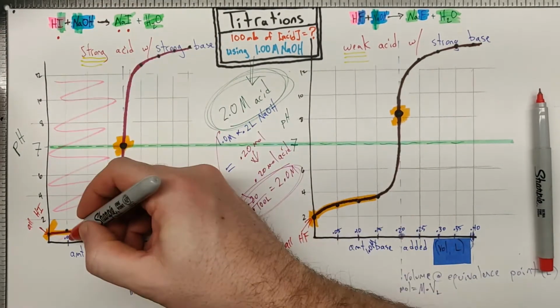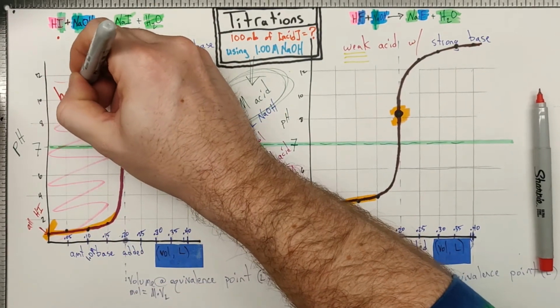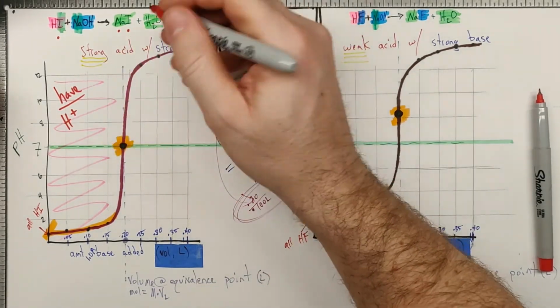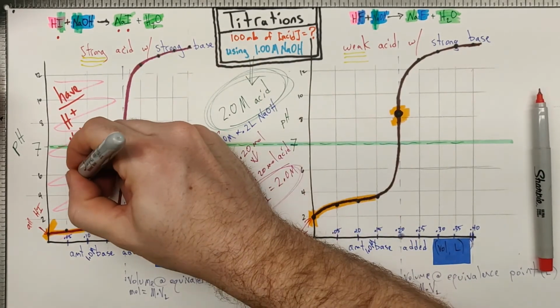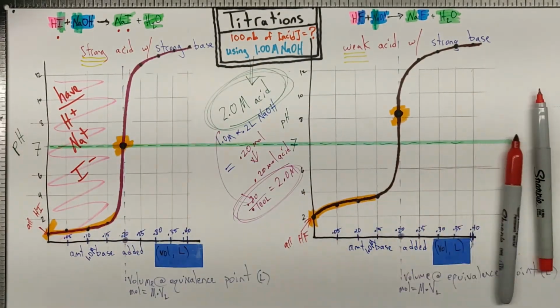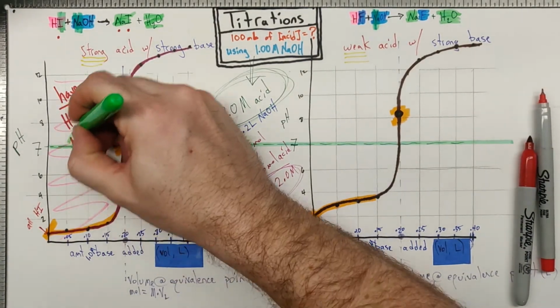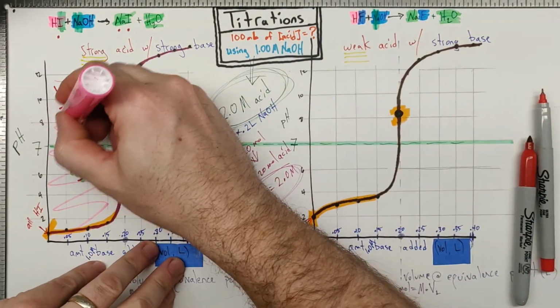So what we have at this point in the titration is H plus, or H3O plus, Na plus, and I minus. It would have been better if I had labeled those in our colors, but I can just declare neutral, neutral, acidic. So that solution's acidic over in that part of the titration curve.